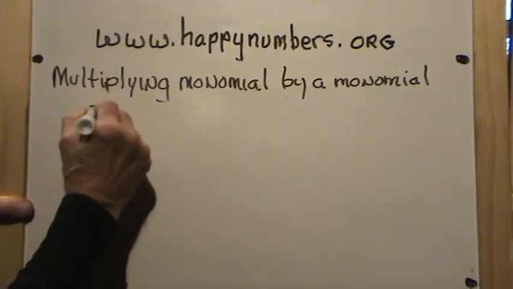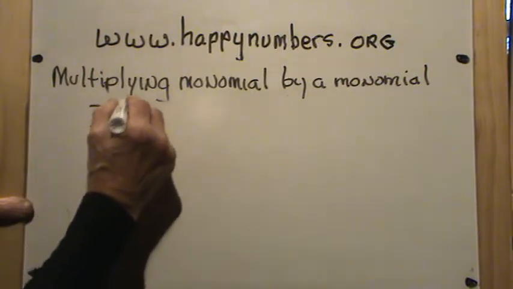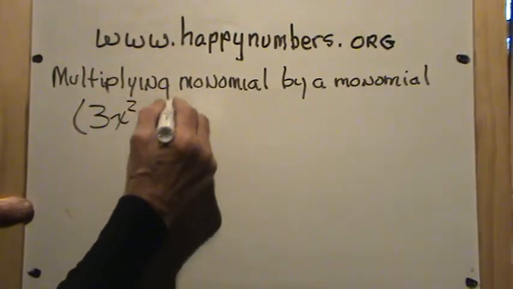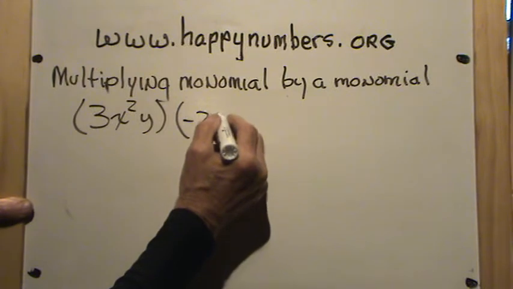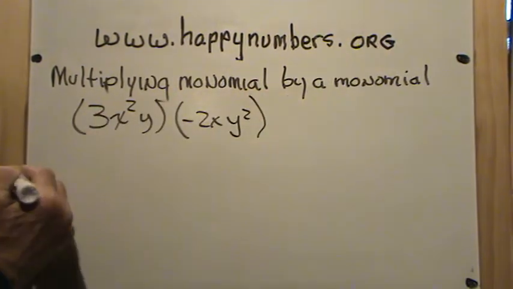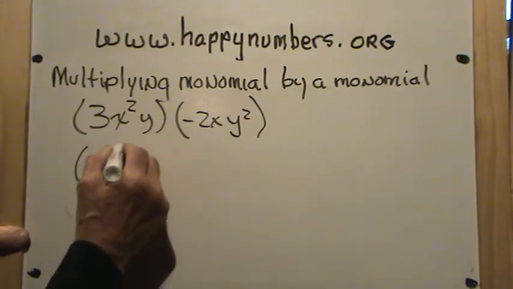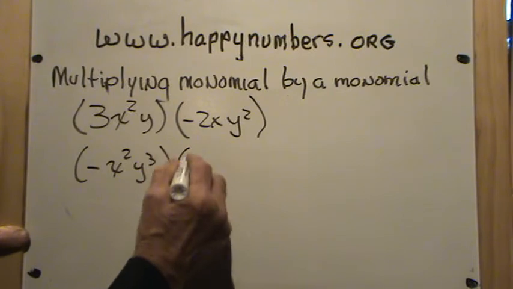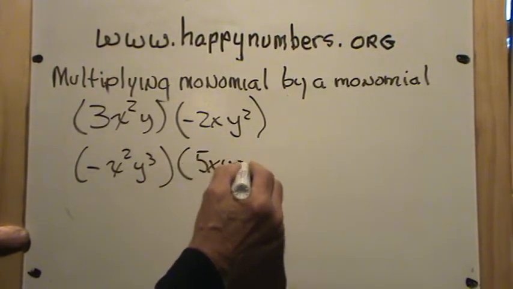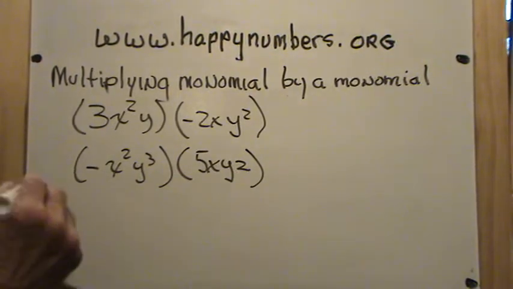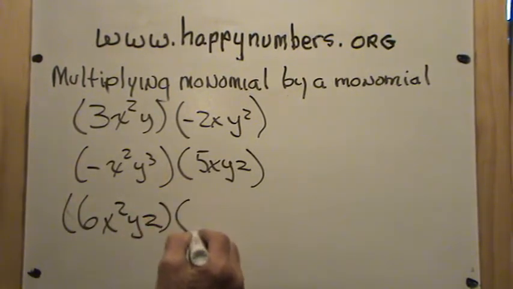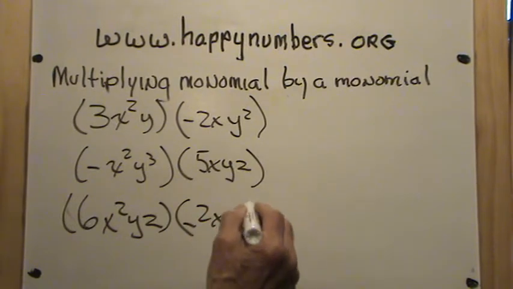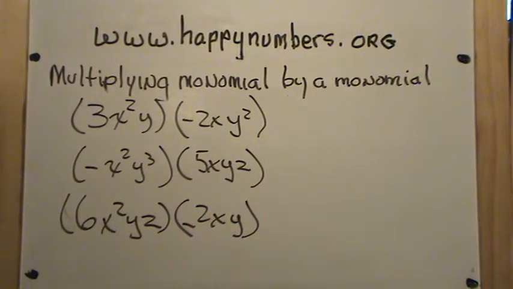Let's have you try this. 3x squared y times negative 2x y squared. And then let's have this one. Negative x squared y to the third times 5xyz. And let's give you one more here. 6x squared yz times negative 2xy. Okay, put your video or DVD on pause and work those. Turn it back on and then we'll go over the answers.